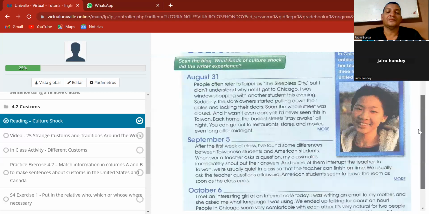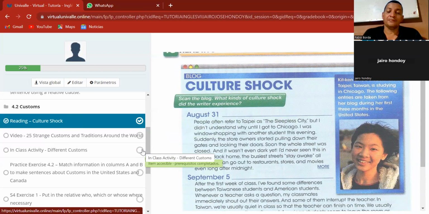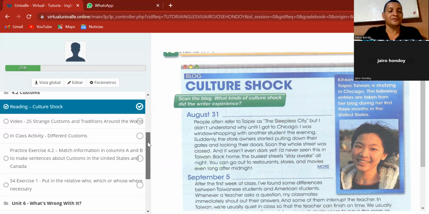Yeah, this is the culture shock, because in Taipei, a student reacts in a different way than an American student. This girl is talking about this topic, okay? She is comparing how the students perform in an American environment, and she compares the American culture with Taiwanese culture. This is the purpose.